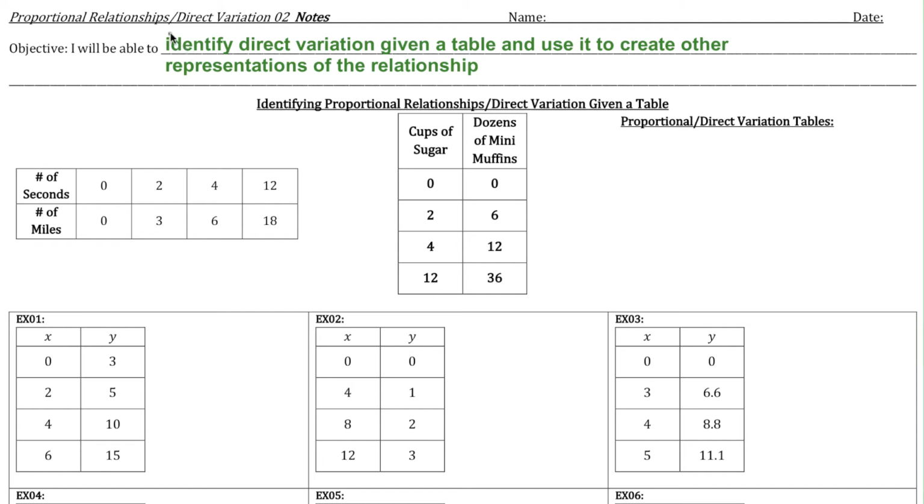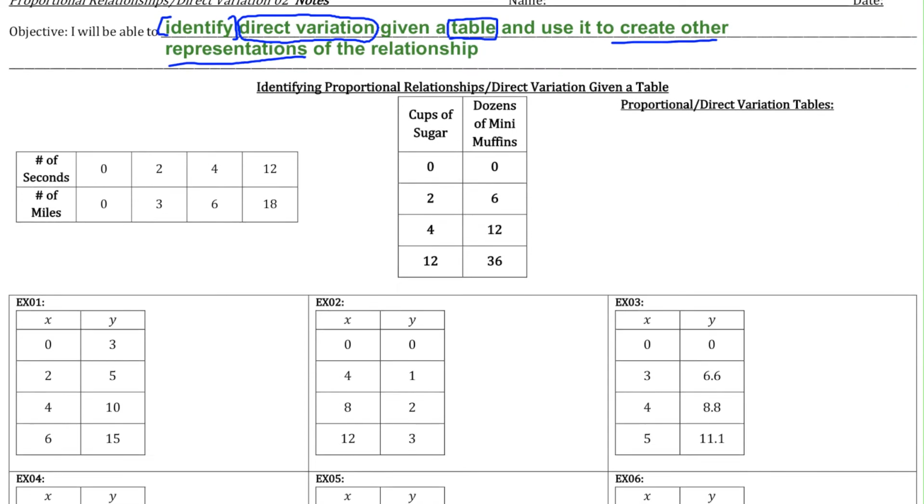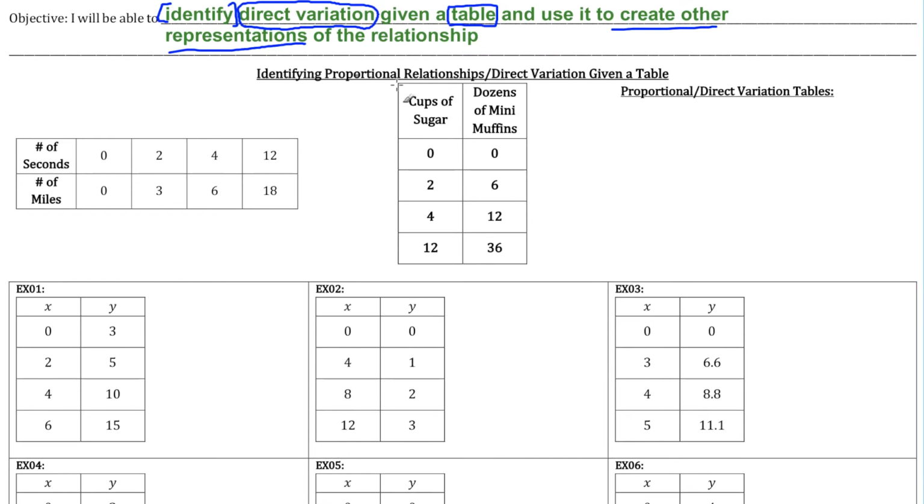All right, so in this lesson, we are going to identify something called direct variation. We're going to be given a table, and then we're going to create other representations. So let's talk about direct variation. Now, when you think direct variation, I want you to think of proportional relationships, proportional reasoning.